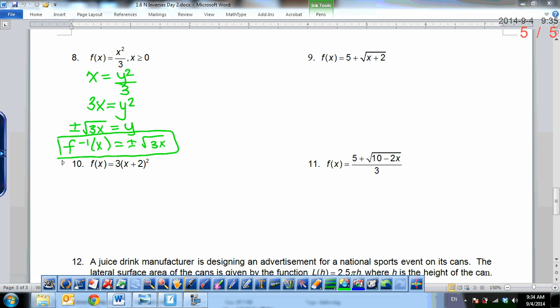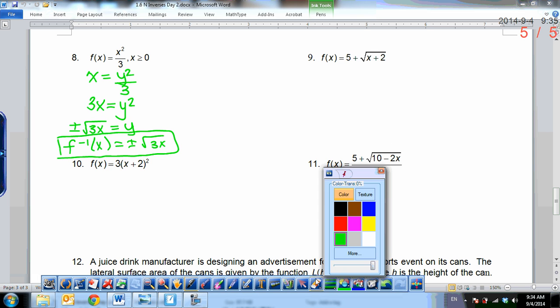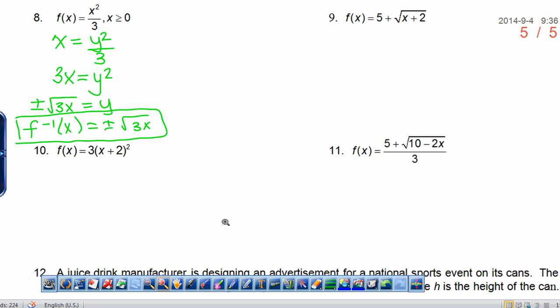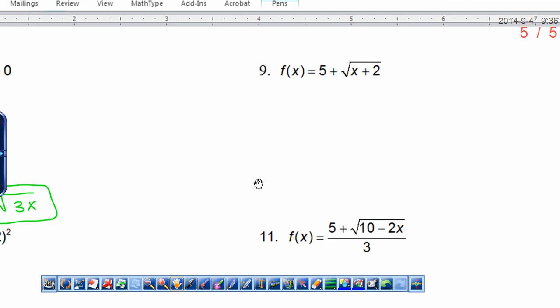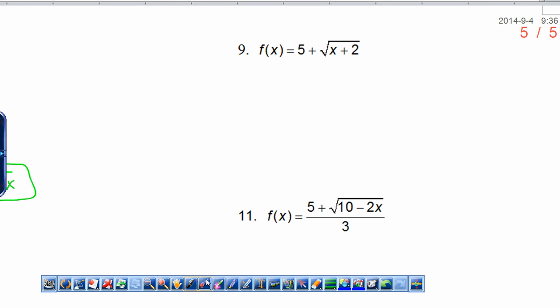Okay, look at number 9. What should I do first? Good, switch x and y. All right, go for it. We're doing 9. I'm making it bigger so I can have more space. So I'm going to make this x equals 5 plus the square root of y plus 2. What do we do first here? Subtract 5. x minus 5 equals the square root of y plus 2.